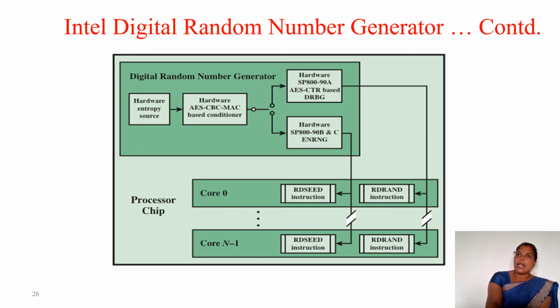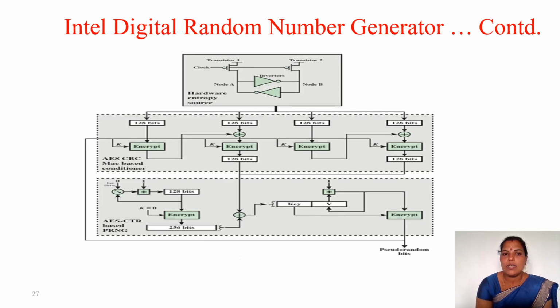In this hardware entropy source, we have inverters. You know, an inverter changes zeros to ones and ones to zeros. Let us see the logical structure of the Intel digital random number generator. So this is the logical structure. I already told you that in the hardware entropy source we have an inverter. So the inverter just converts zeros to ones and ones to zeros.